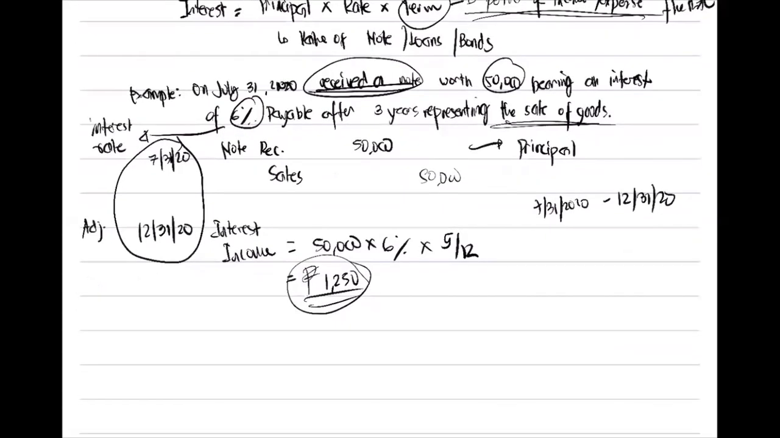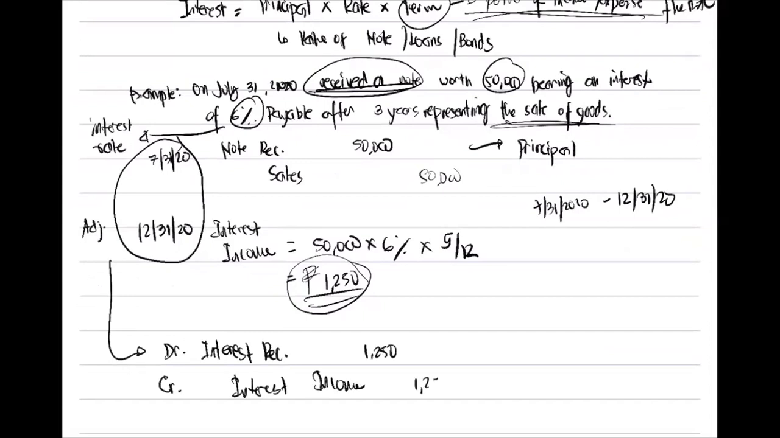1,250. So what is our adjusting entry? Our adjusting entry is a debit to interest receivable and a credit to interest income, amounting to 1,250. Nasundan? Dito kasi we receive a note. We receive a note kaya meron tayong notes receivable.